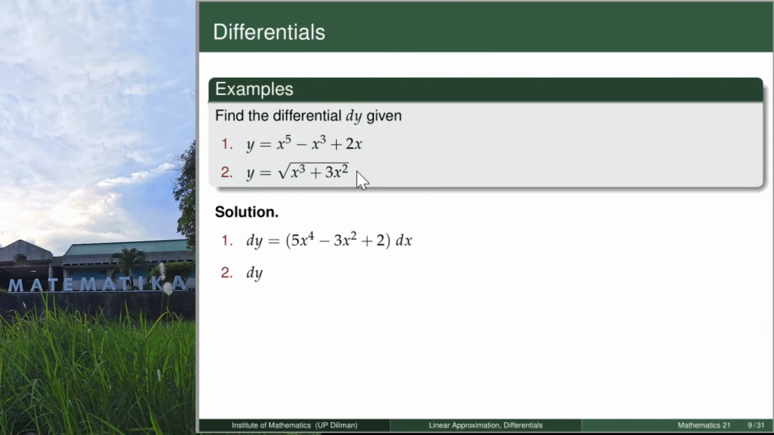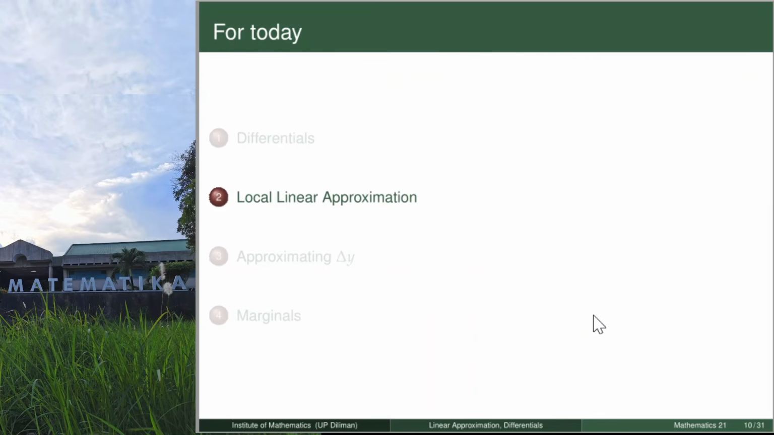Just make sure to apply your chain rule first. So the derivative of the outer function is 1 over 2 square root of, copy the inner function, and then multiply by the derivative of the inner function, and then multiply by dx. That's it. So differentials will be used to define our local linear approximation.